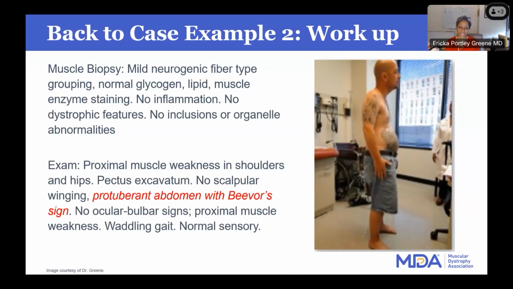We also looked at evidence of metabolic disorder. We looked at stains for glycogen and lipids, and they were normal. There was no inflammation. And so his muscle biopsy was disappointingly unimpressive, okay? But I want you to pay attention to the patient's habitus.